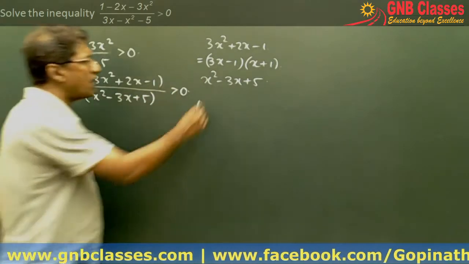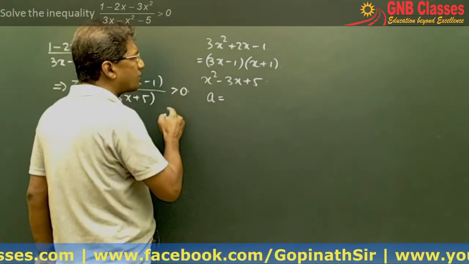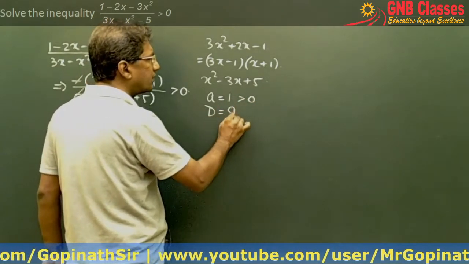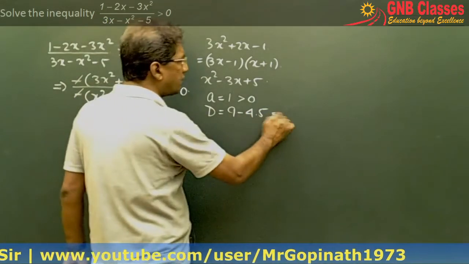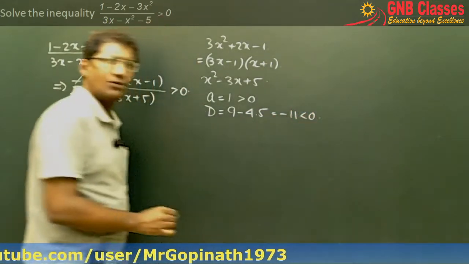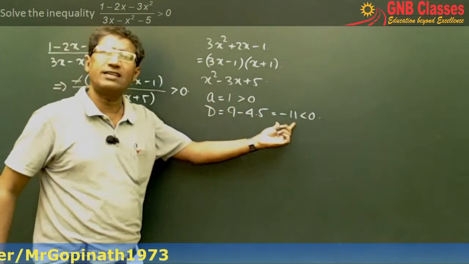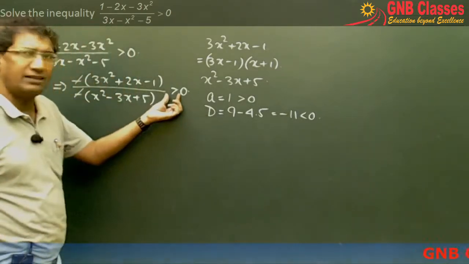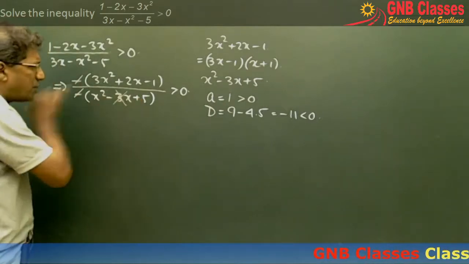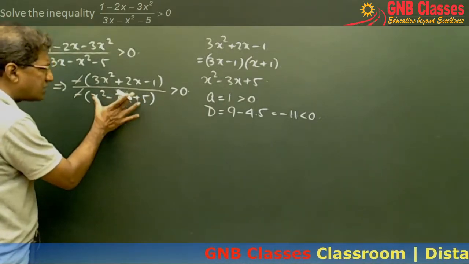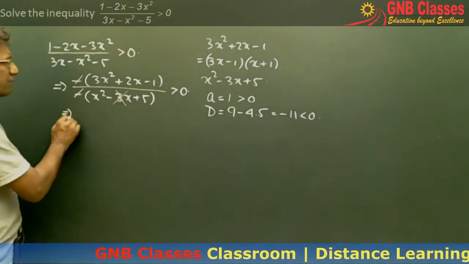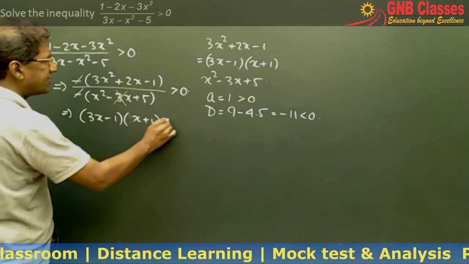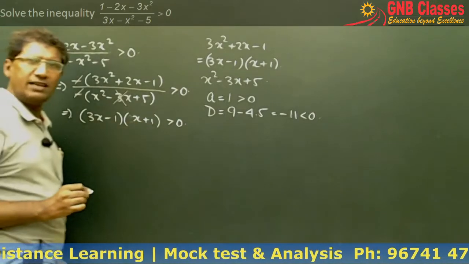Is it clear? So here we have to check a, which is the coefficient of x squared, which is nothing but 1 in this case, which is greater than 0. And the discriminant is what? B square minus 4ac, which gives you minus 11, that is less than 0. Now, as a is greater than 0 and discriminant is less than 0, you can remove that quadratic expression from the inequation without affecting the sign. So directly I am removing this expression which is in the denominator from the inequation. So we are left with this. Is this clear? So this is the ultimate inequation that we are getting.